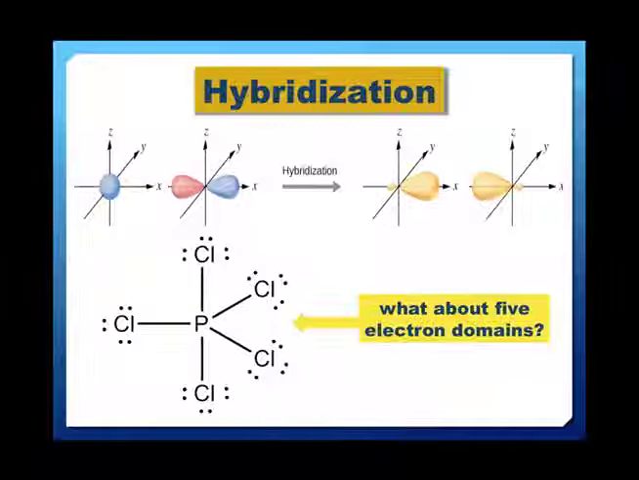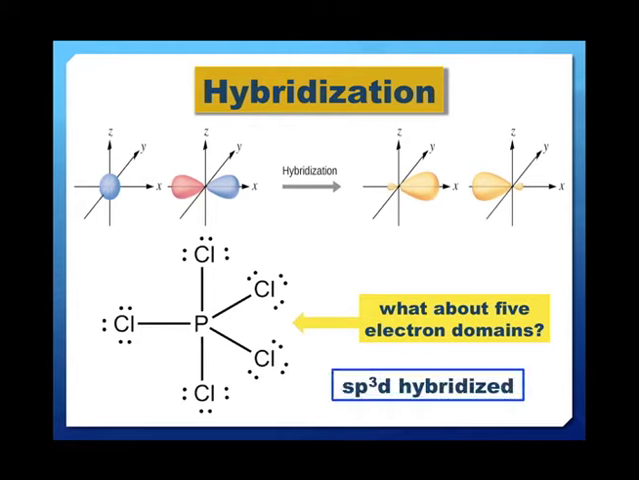So after it uses the s and the 3 p orbitals from the valence shell, it will need to use a d orbital. So atoms with 5 electron domains are sp3d hybridized.